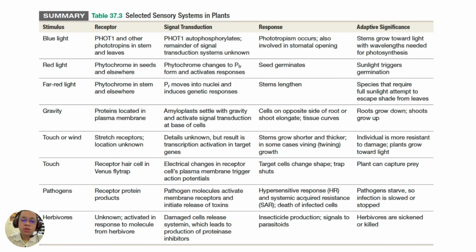So, in conclusion, it is very important to know the behavior of plants in terms of their responses to different stimuli. By this, we can also discover a lot about the mechanisms of plants and how to address their response. In summary, I have a table here showing the different kinds of stimuli for the plants and their receptors, the signal transduction, their responses, and their adaptive significance.